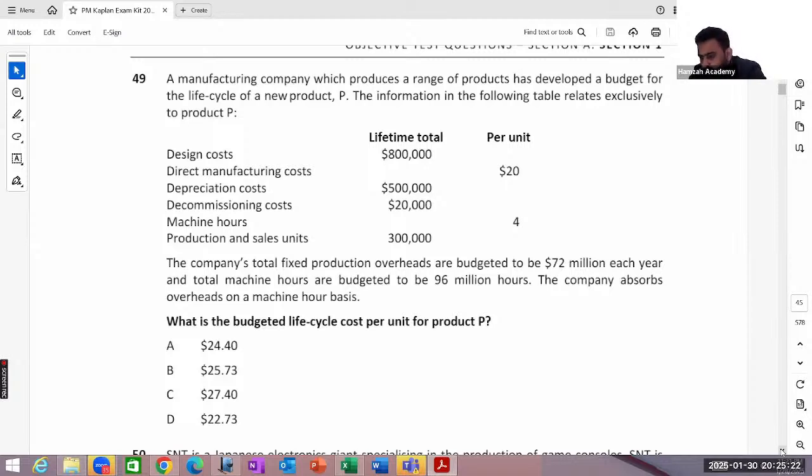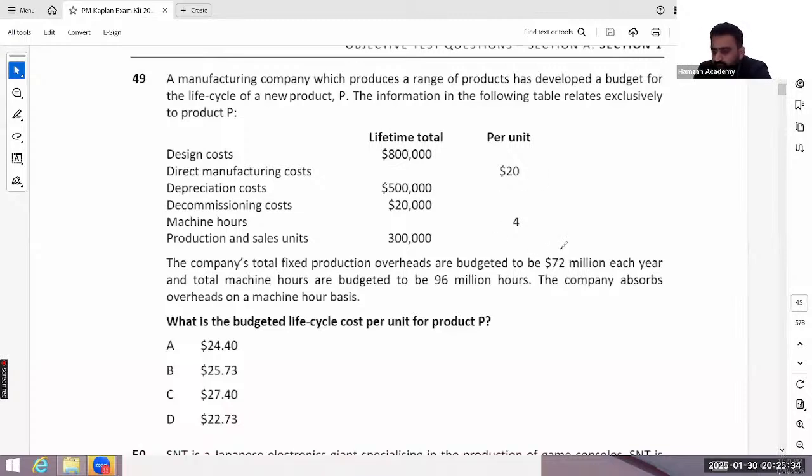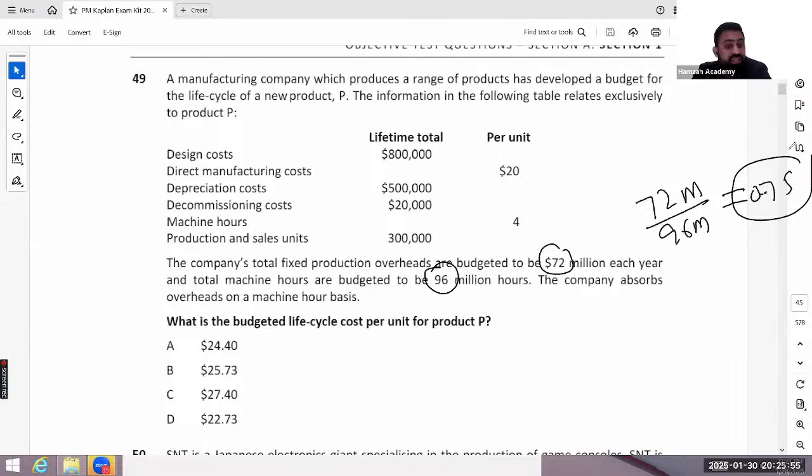So first of all, you need to calculate the overhead absorption rate. The overhead absorption rate, you know, will be budgeted overheads divided by budgeted activity. So 72 million US dollars divided by 96 million machine hours. If you solve it, you will get an absorption rate of $0.75 per machine hour.